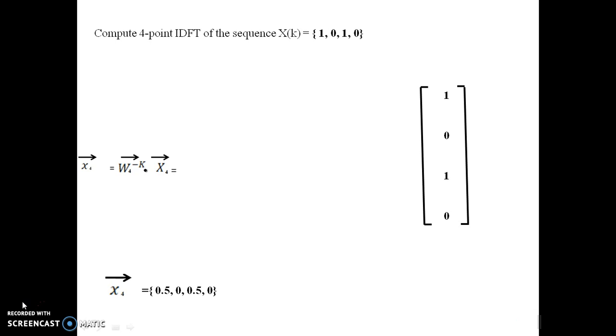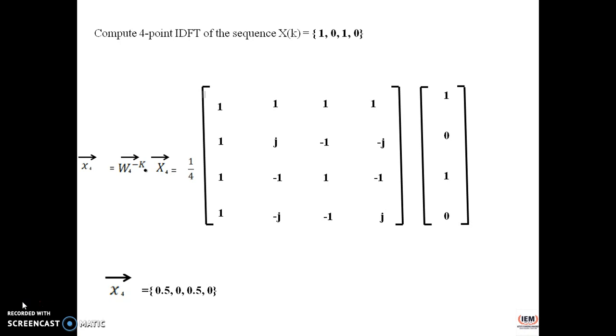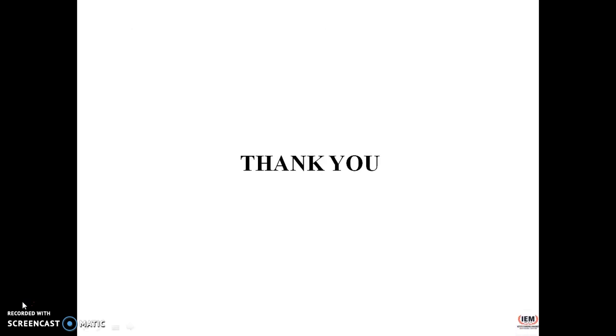Now here compute the 4-point IDFT of a sequence capital X[k] with values 1, 0, 1, 0. In a similar way, write down the matrix and multiply with the sequence 1, 0, 1, 0 using the matrix multiplication method, and finally we get the result small x[n] equals 0.5, 0, 0.5 and 0. This is a sample problem statement of IDFT using linear transformation matrix.